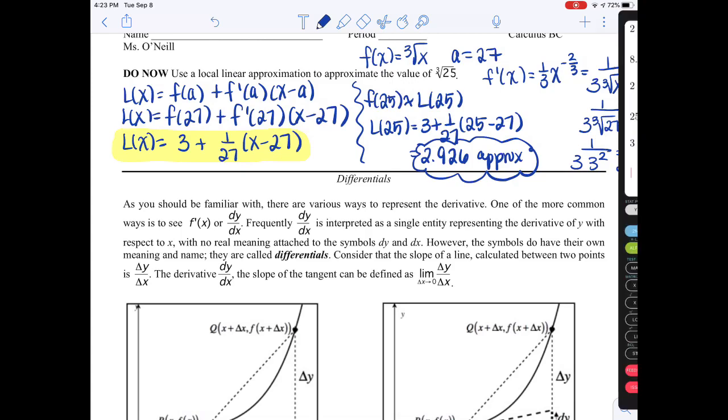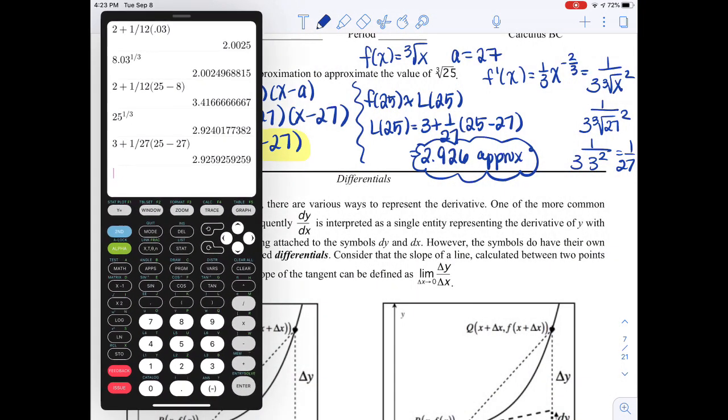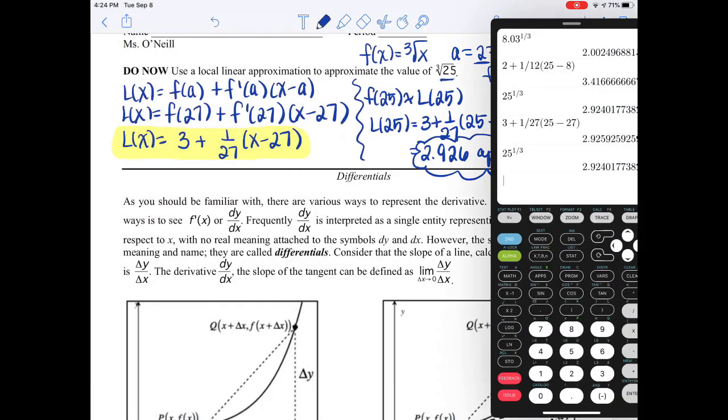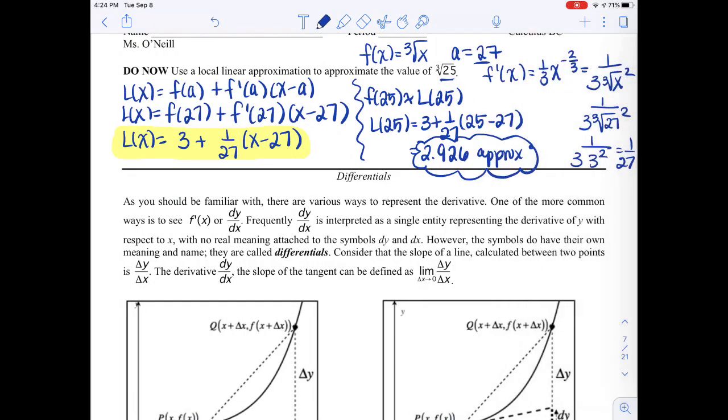And not that you always have to do this, but as I had mentioned before, if you wanted to check, this again is our approximation using the tangent line. 25, 27, they're relatively close to each other. Again, this idea of good and bad is relative. But if I actually go and check 25 to the 1/3, it comes out to be 2.924. Those are pretty close to each other. Okay, so the point is the tangent line will yield a pretty good approximation.